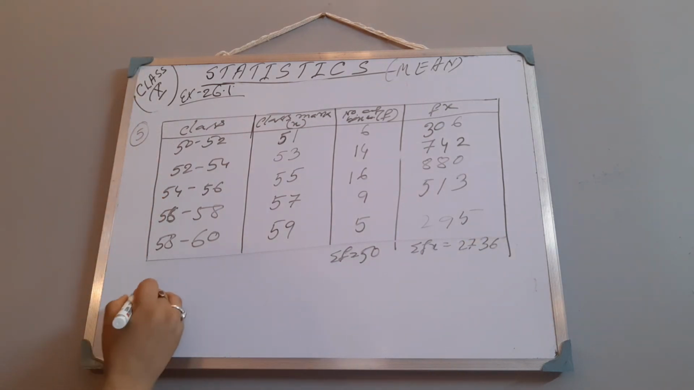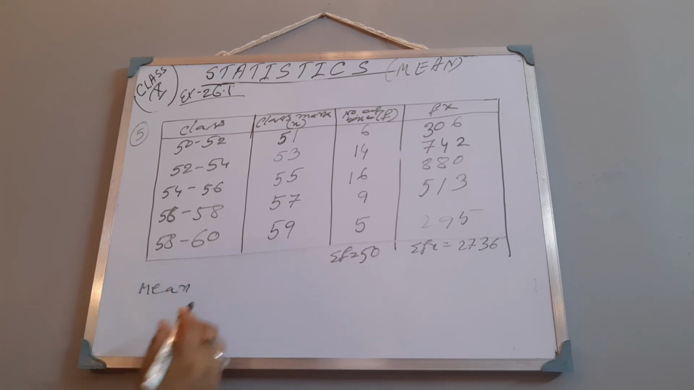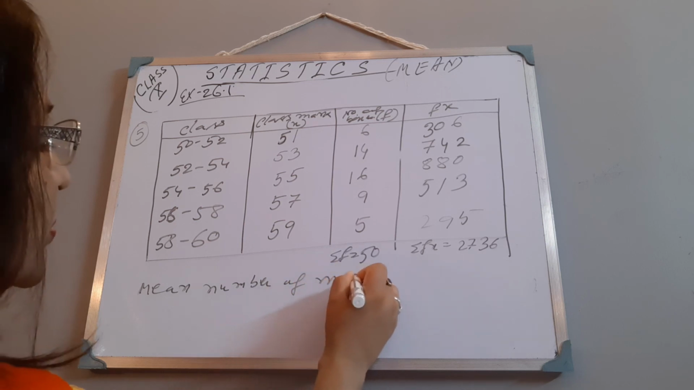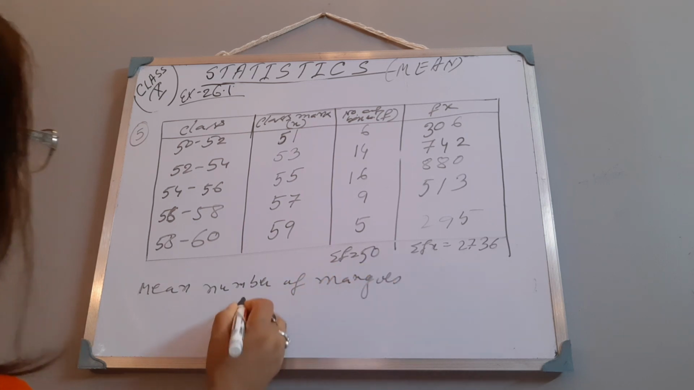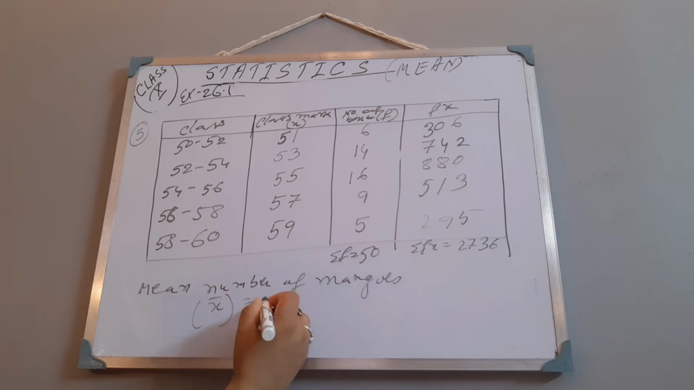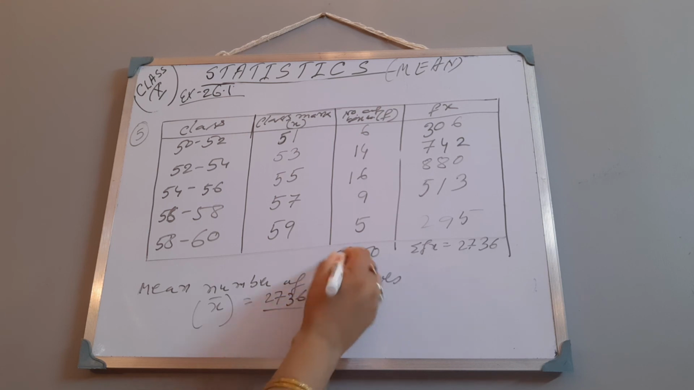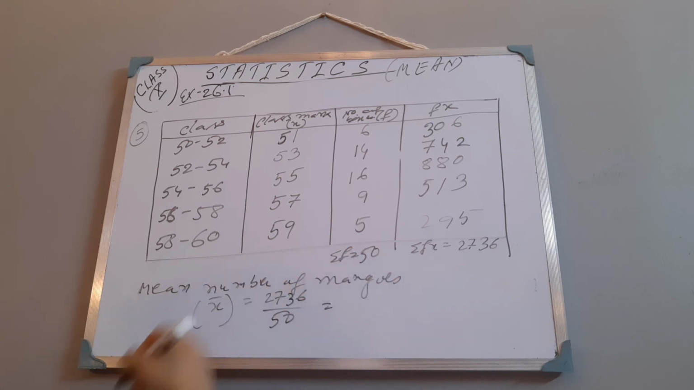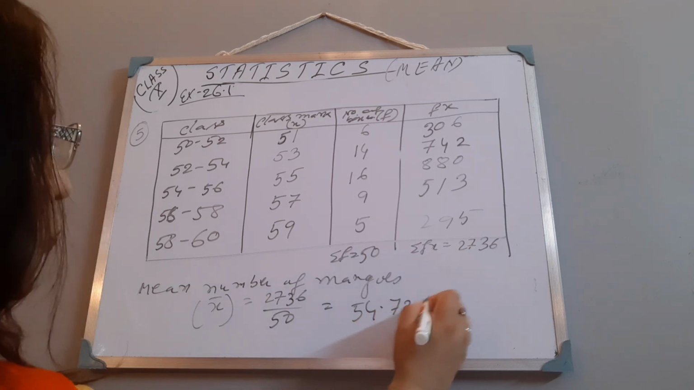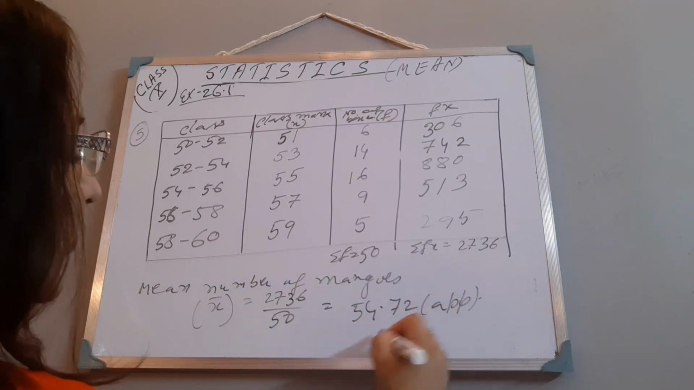Now how to find mean? We have to find mean number of mangoes. Mean number of mangoes, that is equal to x bar, which is equal to sigma fx, means 2736, divided by sigma f, that is 50. Let's do this calculation part. We will get 54.72 approximately.